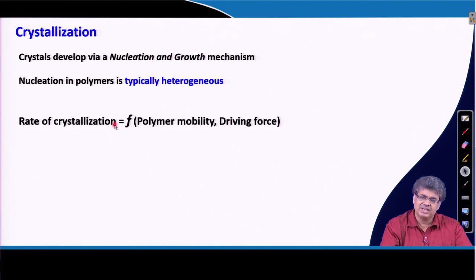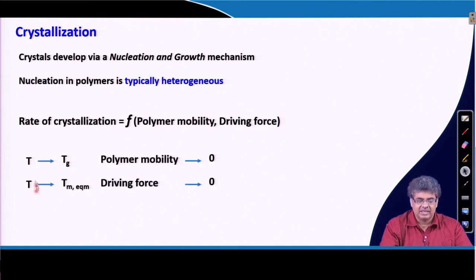Now, the rate of crystallization in polymer samples depends on polymer mobility as well as driving force. If we take a polymer sample and heat it slowly, then above Tg it has sufficient mobility, but as the temperature goes towards Tm, the melting point, the driving force becomes lower and lower. When the temperature is around Tg, the polymer mobility is zero. If we increase the temperature above Tg, we slowly start to induce polymer mobility. And when the temperature is close to the equilibrium melting point, the driving force becomes zero.